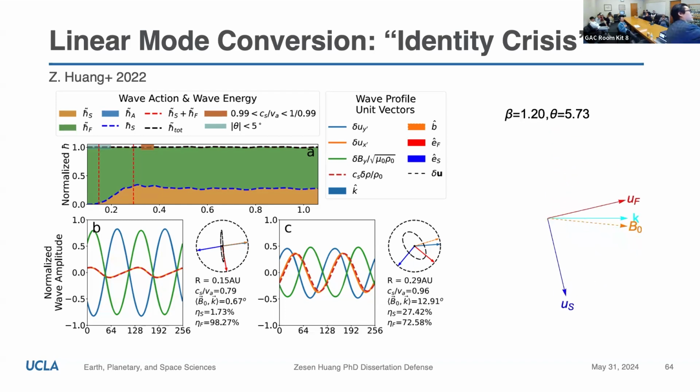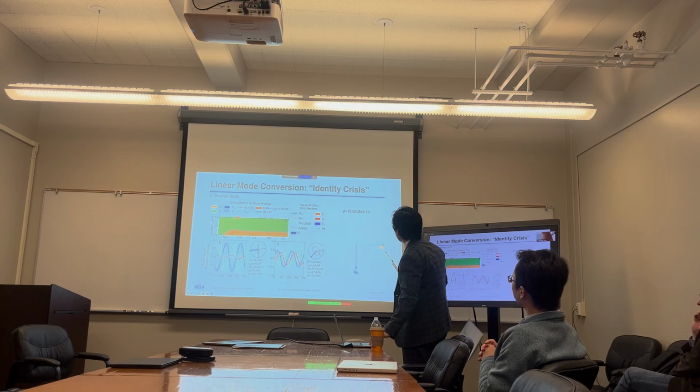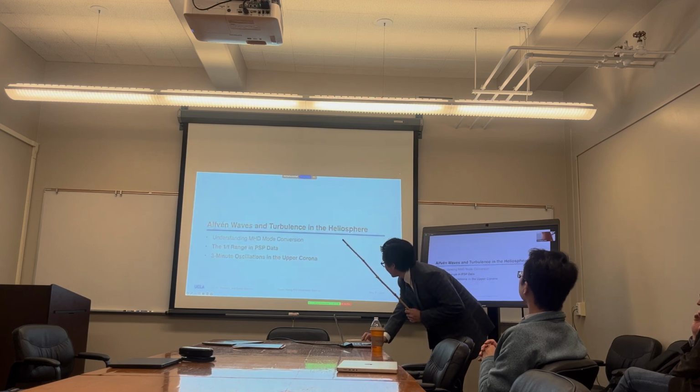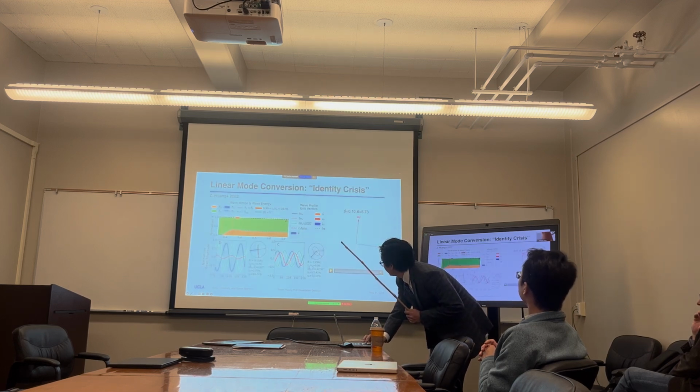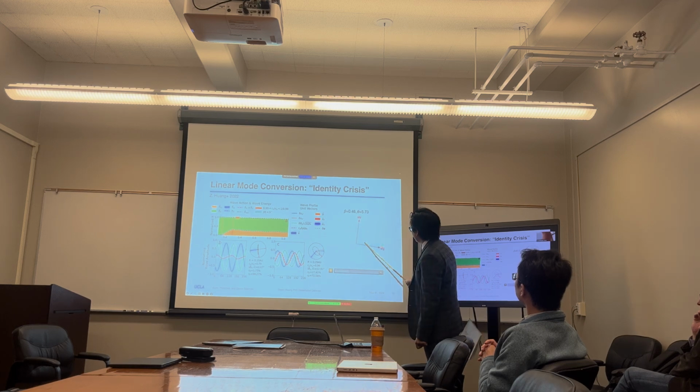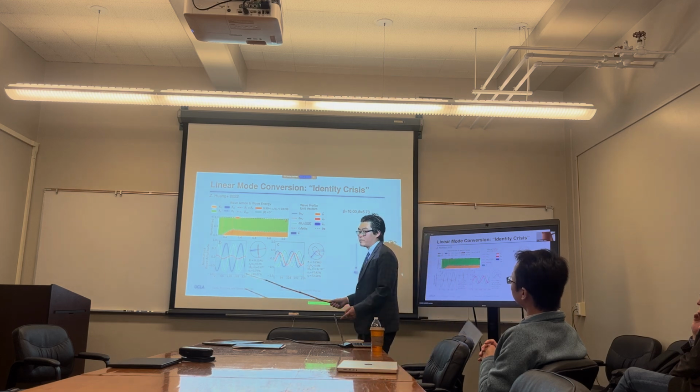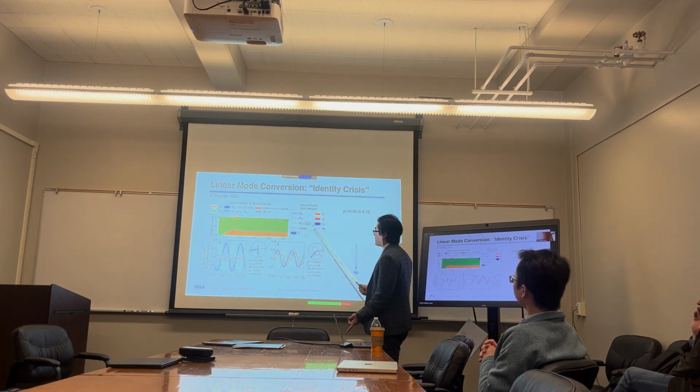So we can look at the plasma beta here. When plasma beta becomes very close to 1, the UF and US will have a sudden change in direction. However, the velocity perturbation does not know this information. So at that point, this velocity perturbation will have an identity crisis. The velocity doesn't know what they are.